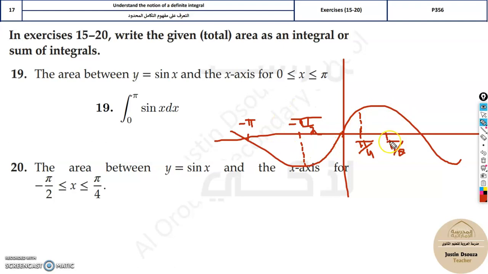If you're thinking, how will I know the sine graph? You need to know sine and cos. If it was cos, it would start from here. It starts like this. You can just use Desmos and check it out.